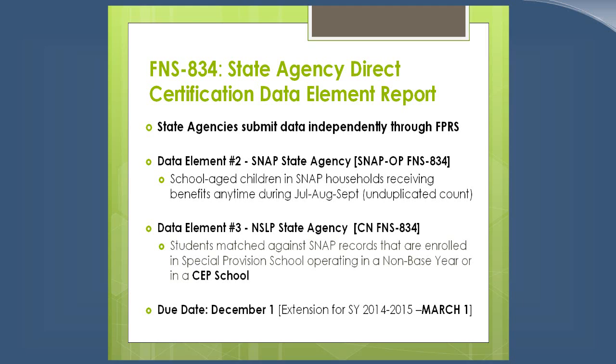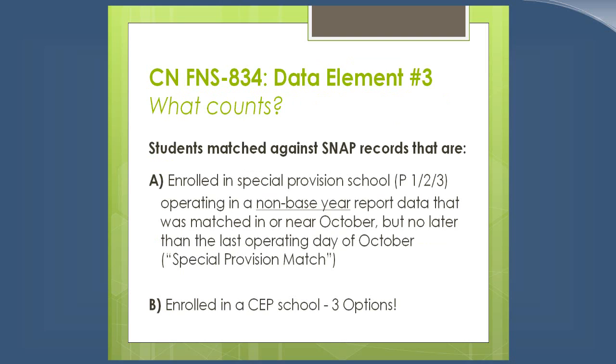If not for attending a special provision school, either a Provision 2 or 3 or CEP school, these students would otherwise be directly certified through SNAP and be counted on the 742 line 3-2B. But because they are not specifically dependent upon receiving their meal by that SNAP direct certification match, they get counted here in data element number 3.